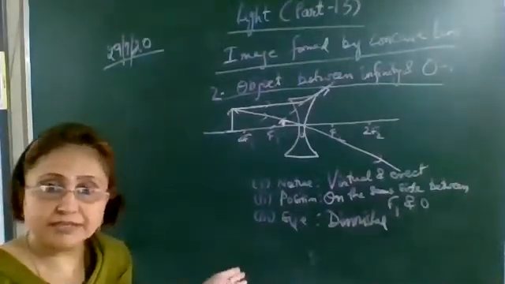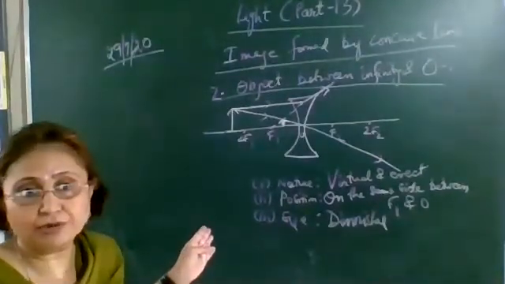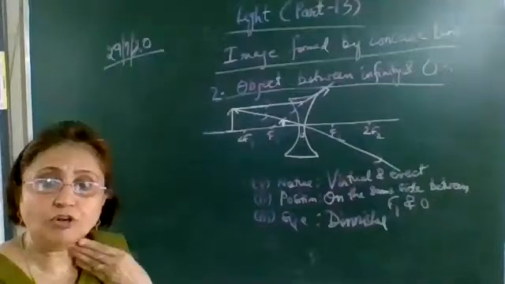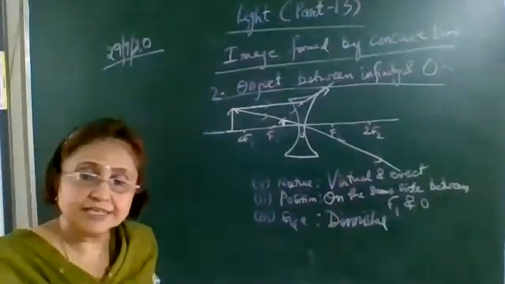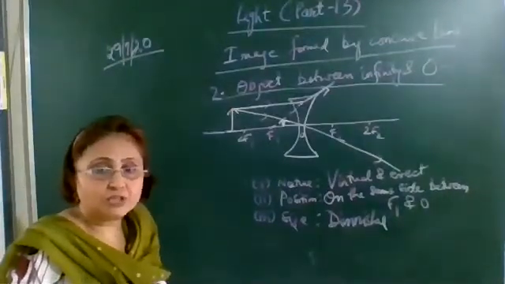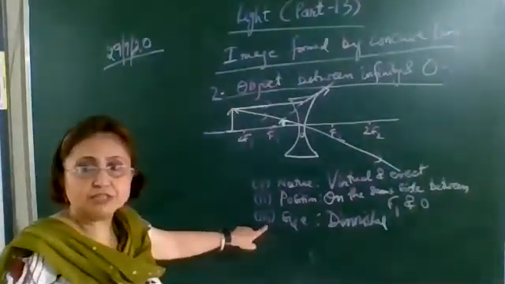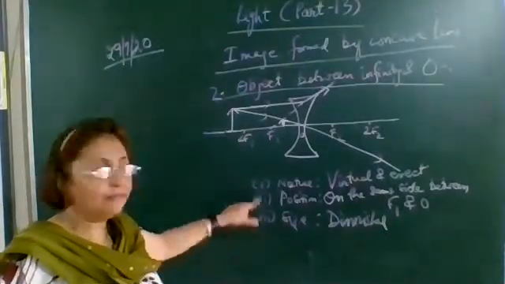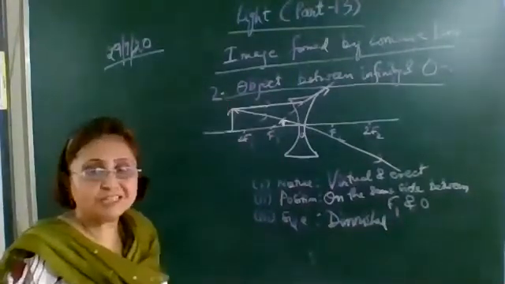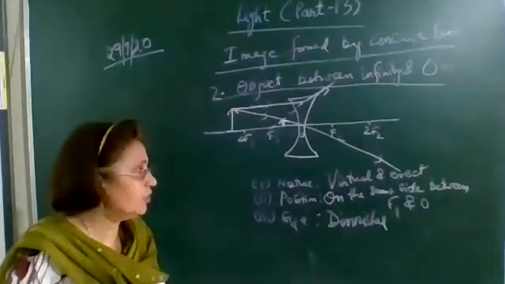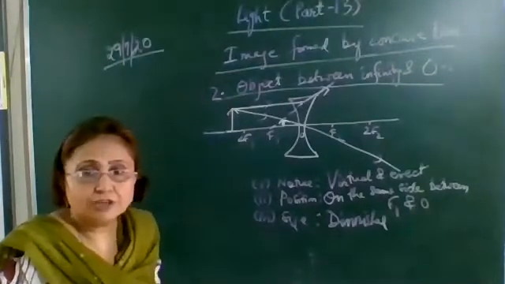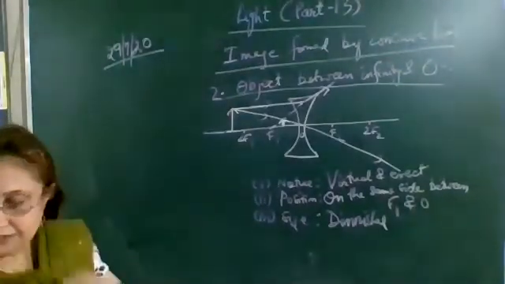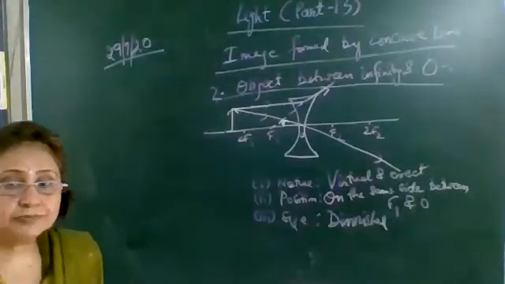Okay, and the virtual erect image is on the same side it is formed, and the size will always be diminished, that is, smaller than the object. So the image formed is diminished. So these are the 3 points about the image when the object is placed anywhere between infinity and optical center. Hurry up, draw the ray diagram and write the 3 points about the image.